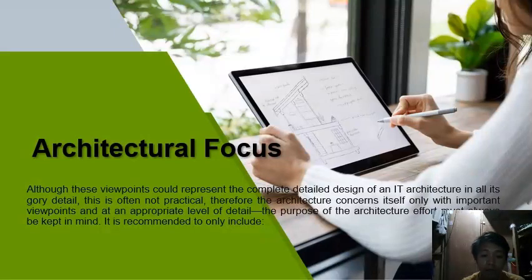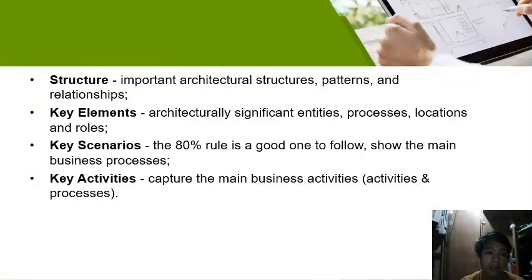It recommends to only include in the architecture the things we need to focus on. This is the structure. We need to focus on structure. Important architectural structures are patterns and relationships. Key elements that we need to focus on: architecturally significant entities, processes and locations, and rules.